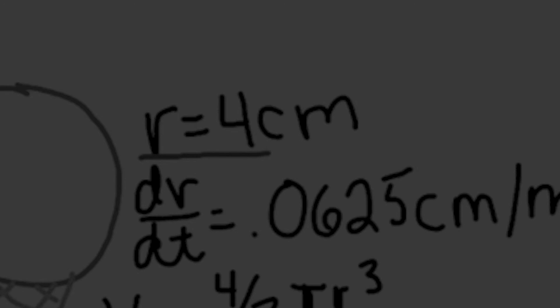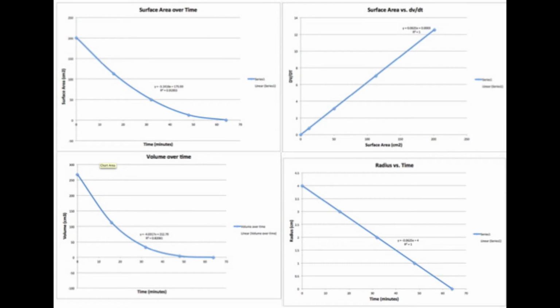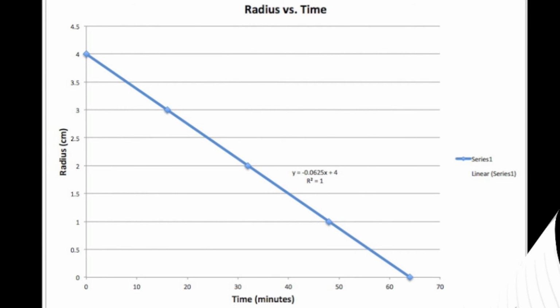Now, to best understand this relationship between the radius, surface area, and volume, let's view them as graphs. The first graph we will look at is a graph relating the radius to time. Looking at the graph, you can right away decipher that it is linear, and the change in radius according to the change in time remains constant. The slope of the graph itself represents dr/dt and proves that it is a constant of 0.0625 centimeters per minute.